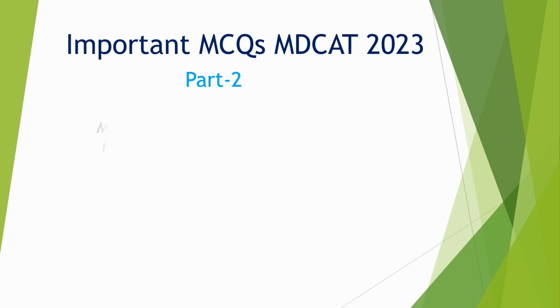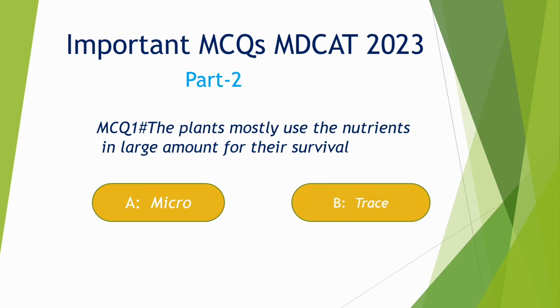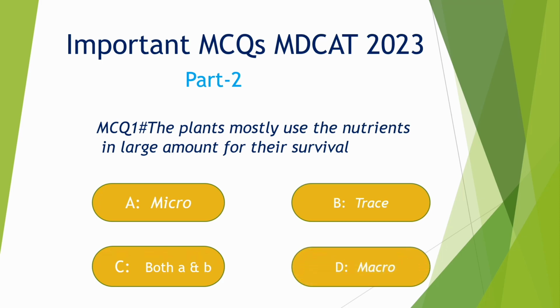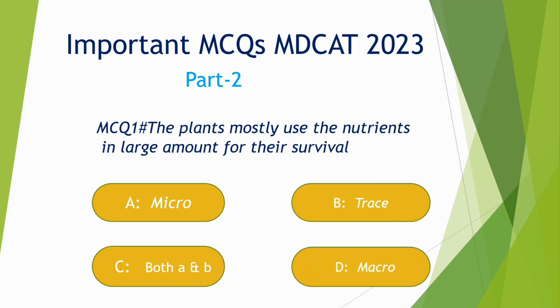MCQs 1. The plants mostly use the nutrients in large amount for their survival. Option A. Micro, B. Trace, C. Both A and B, D. Macro. Correct option is D. Macro.